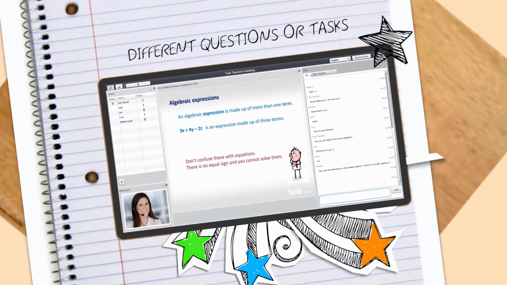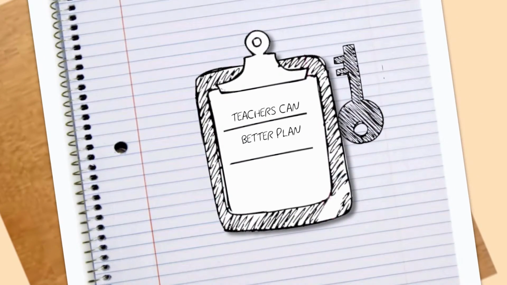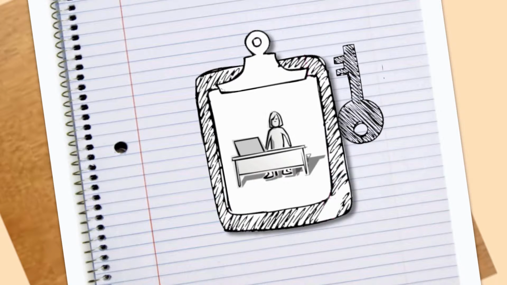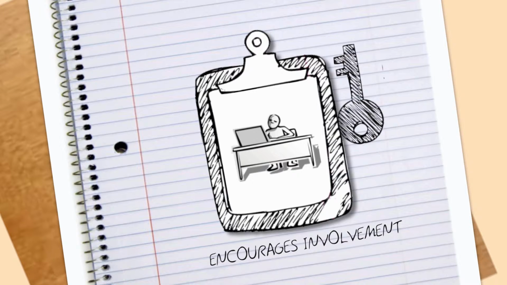So students may, for example, be set different questions or tasks. Activities might be staggered so that the teacher can engage with one group whilst the others are working on a separate exercise. The key with the assessment data is that it allows teachers to better plan in advance, encouraging students to become more actively involved in their learning.